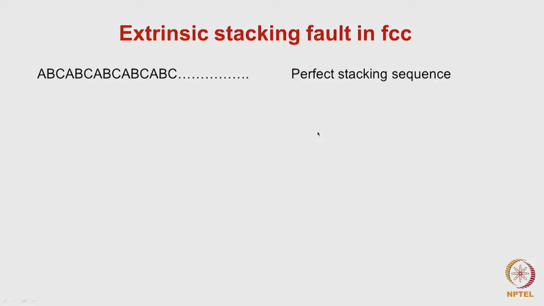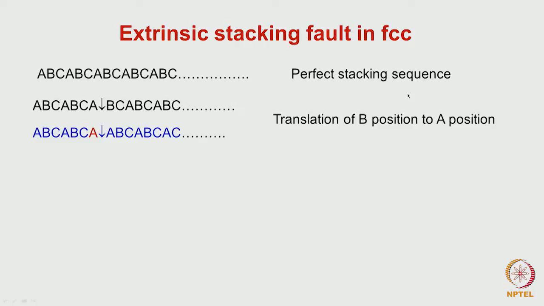There is another way the change of stacking sequence could be considered. I am showing various ways of perceiving the generation of the same extrinsic stacking fault. Here I have just written the stacking sequence. This is a stacking sequence along the 1, 1, 1 direction in a perfect lattice. Now at this particular point here, the B positions are all there. This B is shifted to an A position.